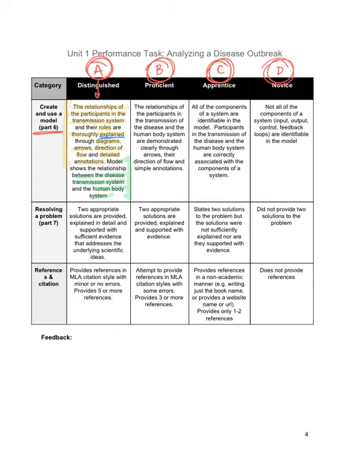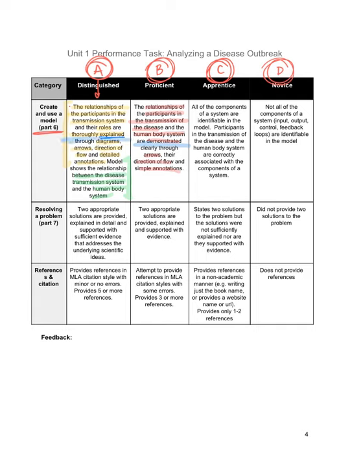All right, to get a B, you must show the relationships of the participants in the transmission system of disease and the human body system are demonstrated clearly through arrows, directions of flow, and simple annotations. Now, what's the difference between a B and an A? Okay, they're simply demonstrated, but they're not explained as thoroughly.